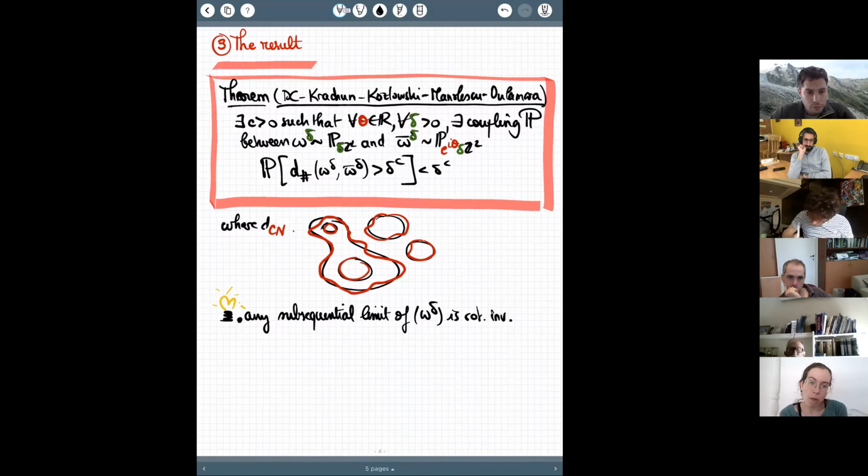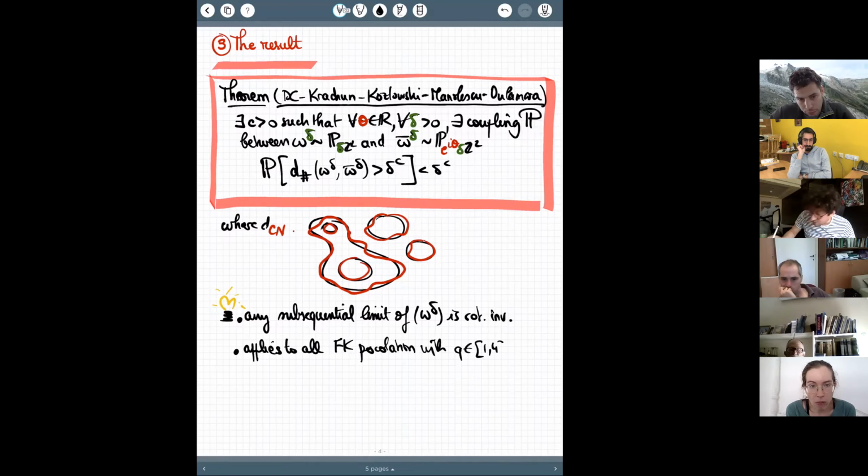Second thing that is important here is that it applies to all FK percolation with Q between 1 and 4. So this is, again, maybe I should have put it in green. This is kind of a parenthesis for people who know a little bit more. For the others, you can switch off for a second, just the time to state this thing.